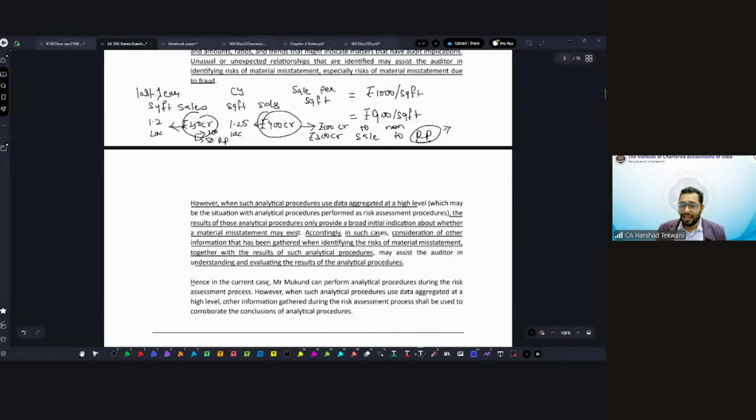So hence in the current case, Mr. Mukund can perform analytical procedures during the risk assessment process. However, when such analytical procedures use data at an aggregated high level, other information gathered during the risk assessment process shall be used to corroborate the conclusion of the analytical procedures.